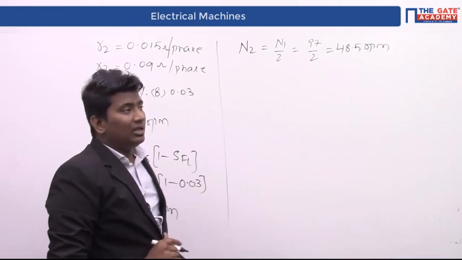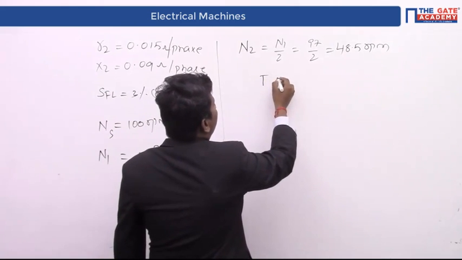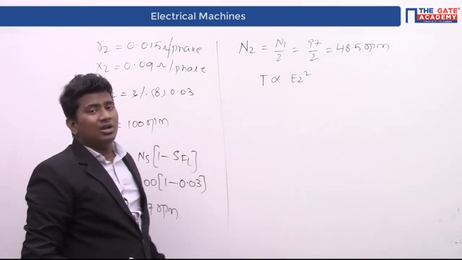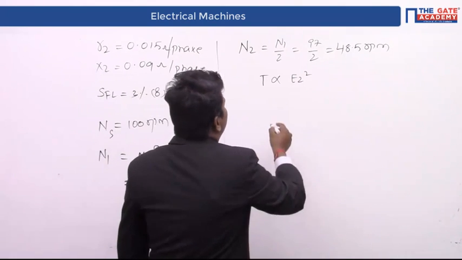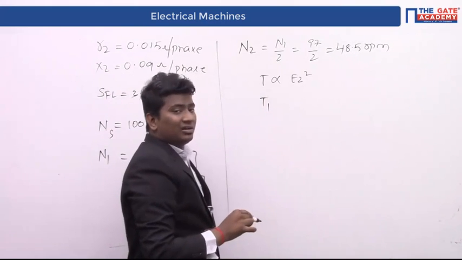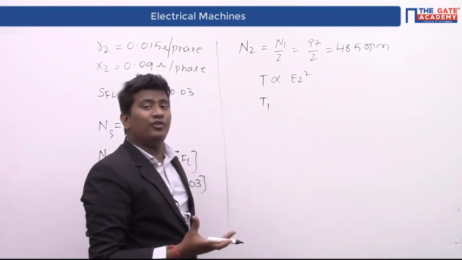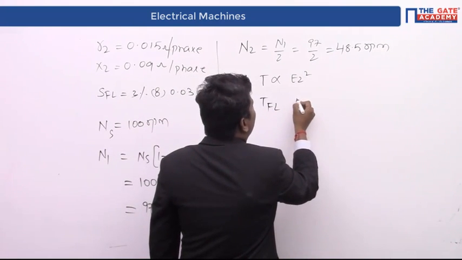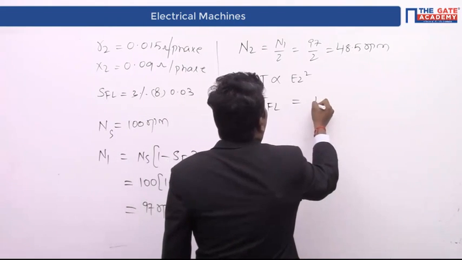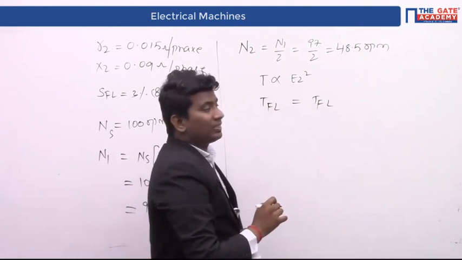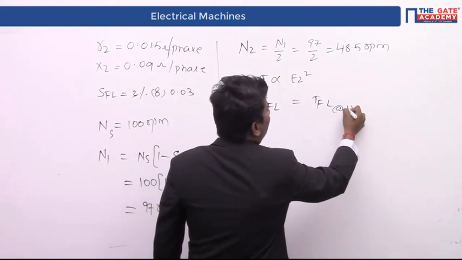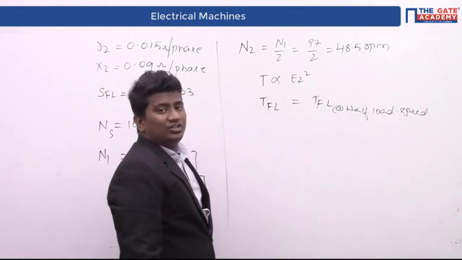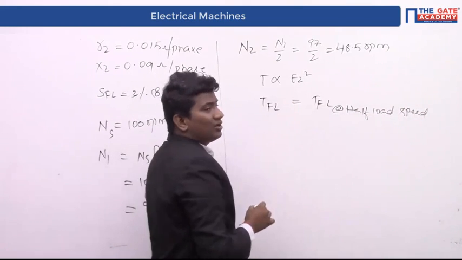How to find that? As we know, torque is proportional to E2 square, that is, torque is proportional to the voltage square. In the given data they have given a constant torque load. It means the full load torque and the same full load torque at half load speed. So the full load torque is proportional to the voltage square.